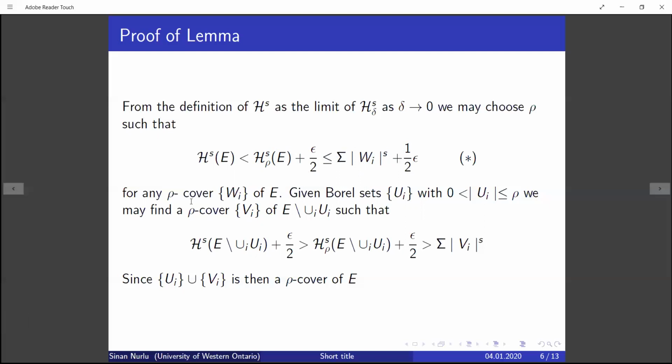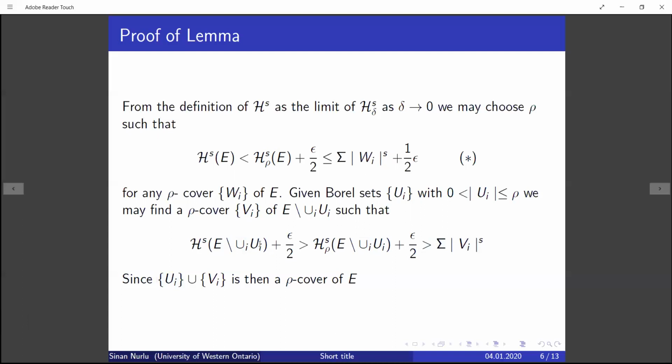All right. So given any Borel sets U_i with this property, we may find a rho cover of this set, E minus the union of the U_i, such that this inequality holds. And let's understand what this inequality says. First, again, because this is a supremum, this is always larger than this, because this is the supremum of such values over rho. So naturally, this will always be larger than or equal to this.